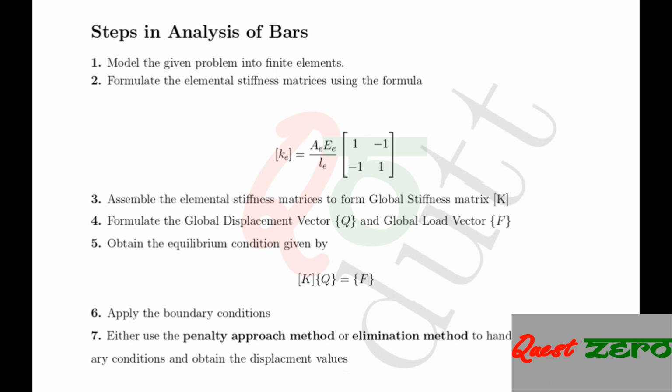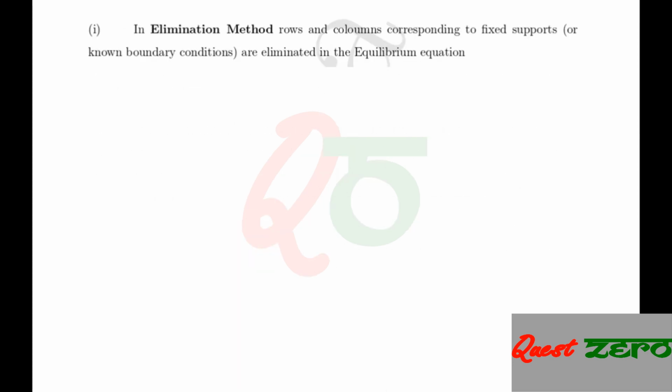Both the methods will give slightly different solutions, but the easiest method in terms of time consumption as well as computation is the elimination method. So what do we do in the elimination method? Suppose a particular boundary condition is applied, the corresponding rows and columns in the equilibrium equation we will eliminate and proceed further with the computation. So this is the elimination method. Probably you will get an idea when we solve problems based on this method.